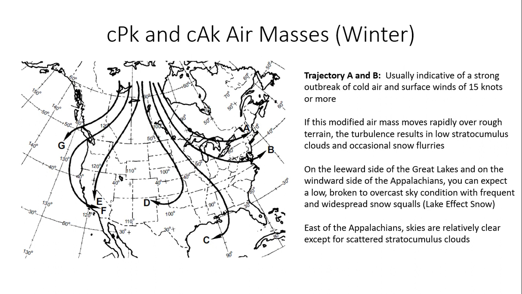And if the air mass takes the A and B trajectory, if this modified air mass moves rapidly over rough terrain, such as the Appalachian Mountains, the turbulence results in low stratocumulus clouds and occasional snow flurries. Now, on the leeward side of the Great Lakes and on the windward side of the Appalachian Mountains, this is when you can expect a low, broken overcast sky condition with frequent and widespread snow showers or snow squalls.